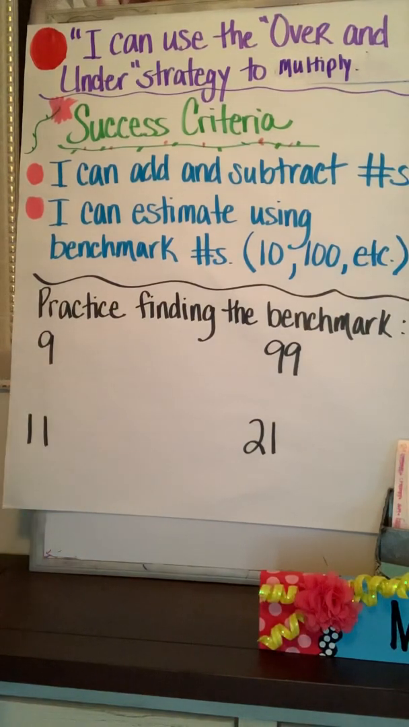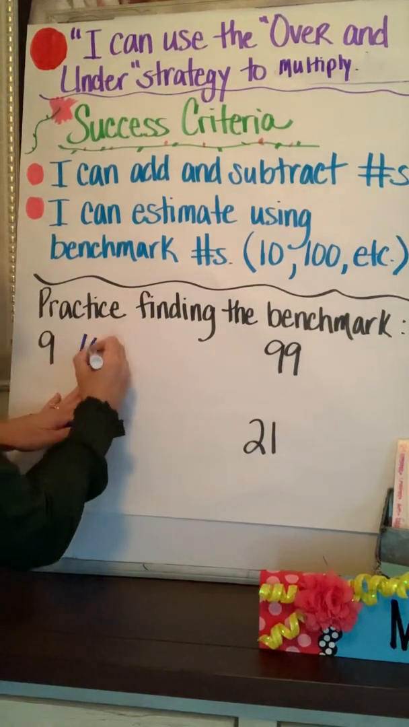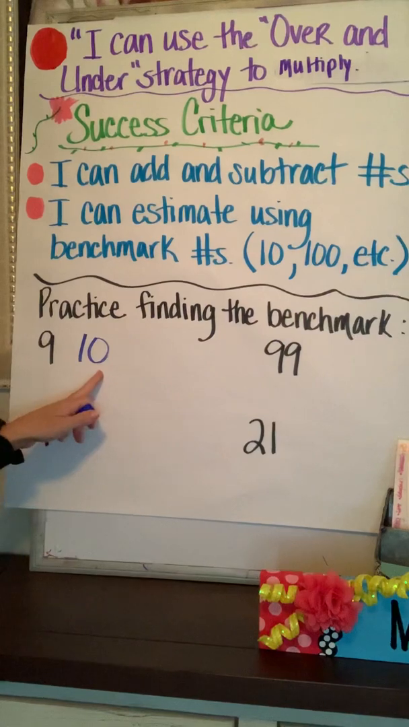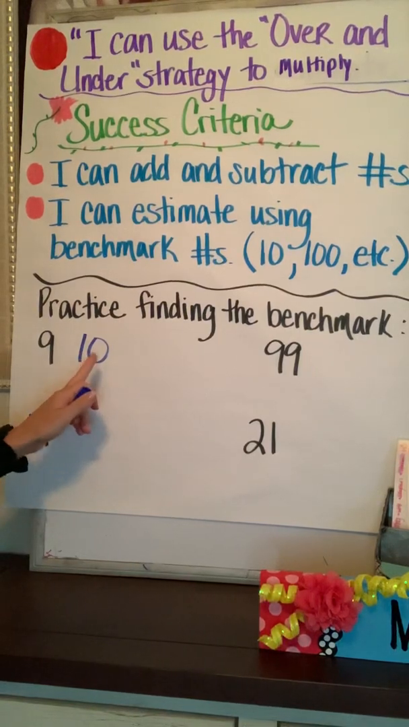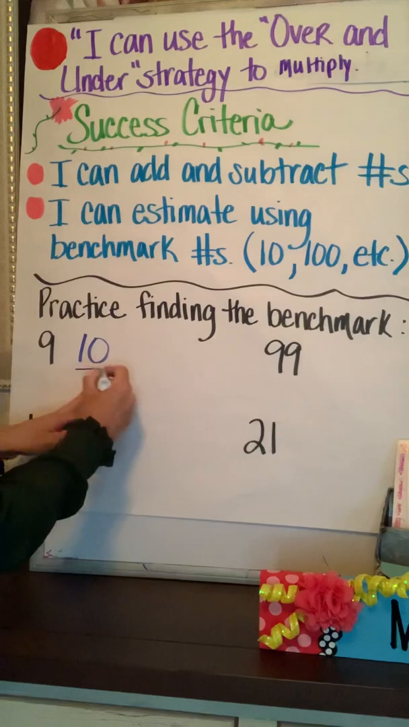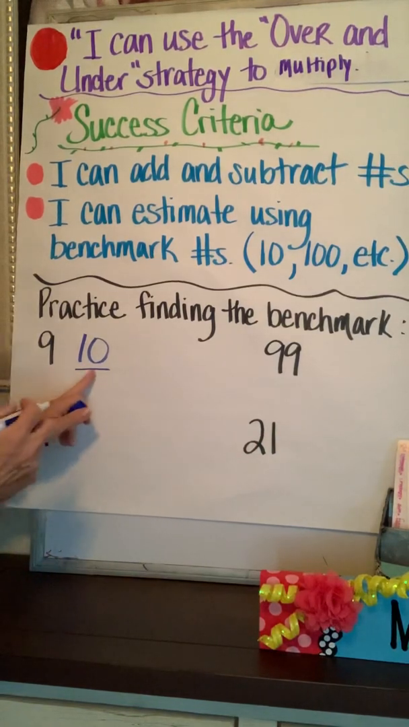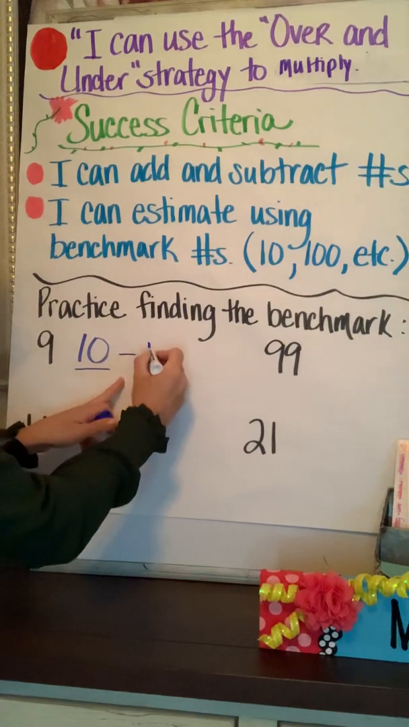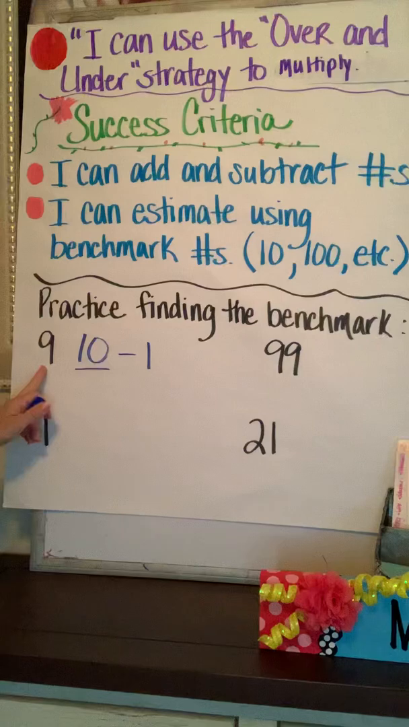So 9, a good benchmark number for 9 would be 10. 10 is a much easier mental number. But we know 10 and 9 are not equivalent. We can't just change the problem to have a 10 in it. So if we do choose 10 as our benchmark number, in order to get back to 9, I want you to be thinking about, we would have to minus 1. So 10 minus 1 is equivalent to 9. So that's what we'll be doing today with the over and under.